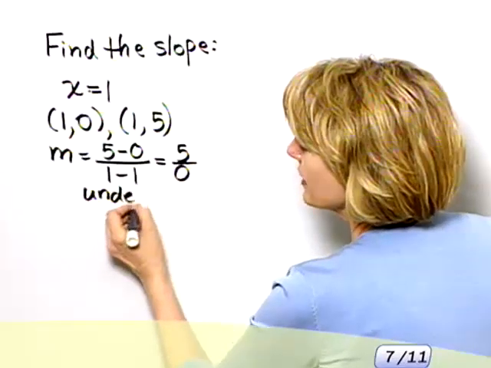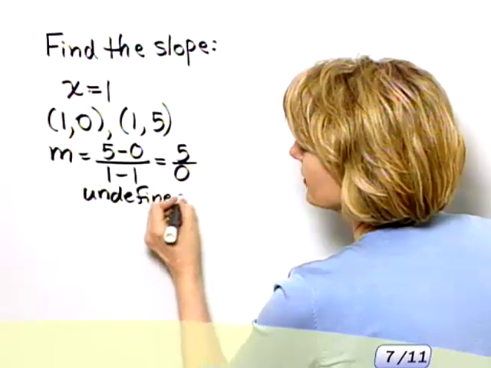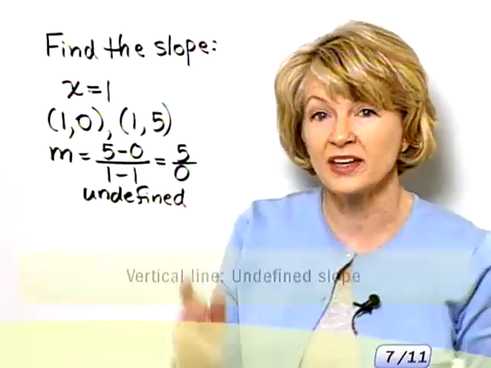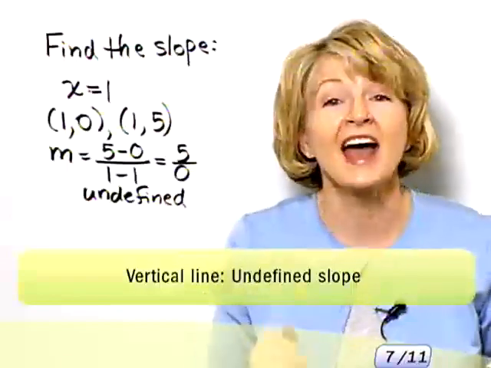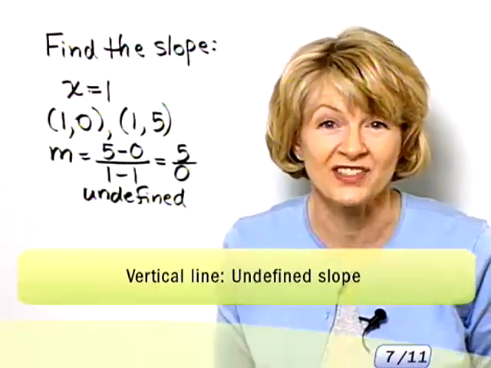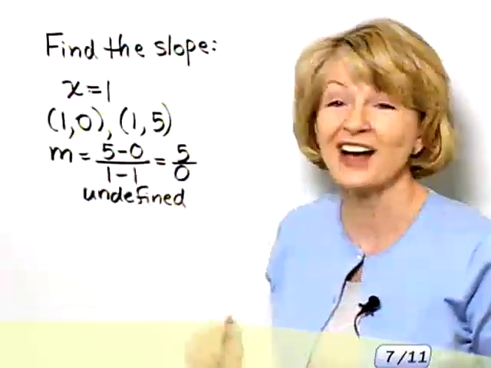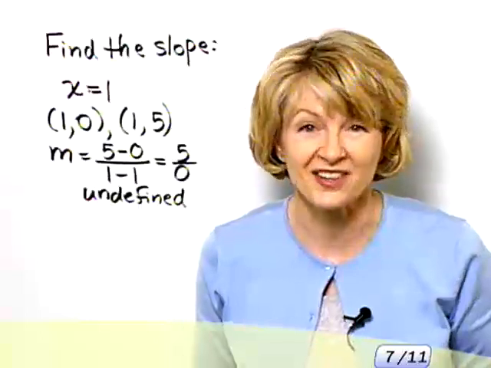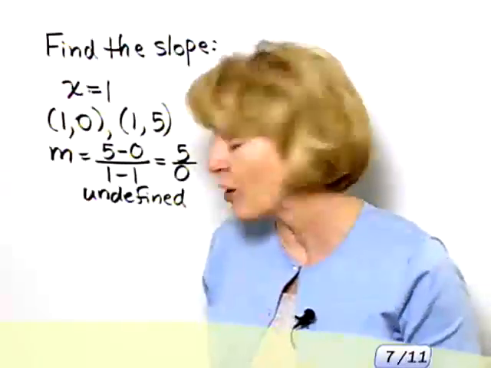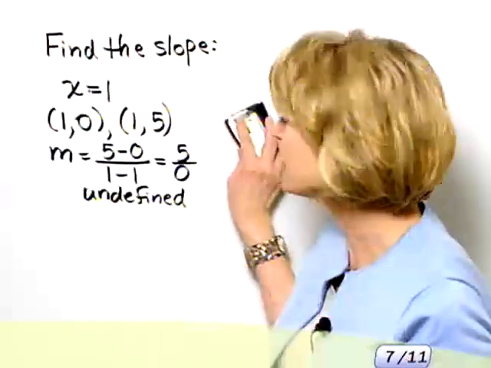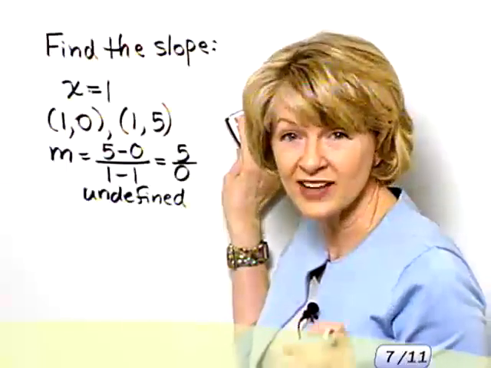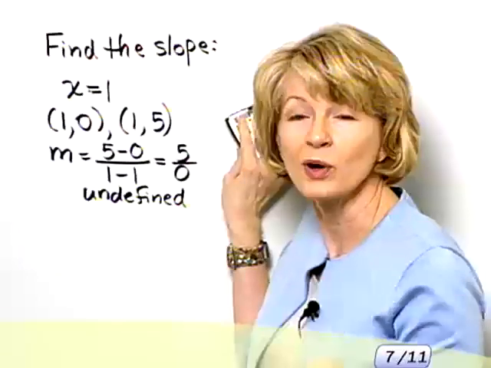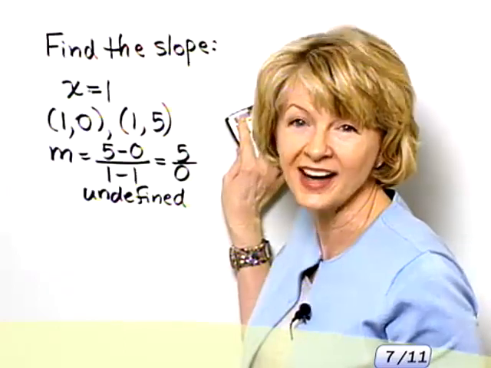This is undefined. It is true then, vertical lines have undefined slope in general. So now you don't need to calculate it anymore. If you have a vertical line, the slope is undefined. Let's now also look at a horizontal line. Now, a horizontal line has a general form, y is equal to a constant.